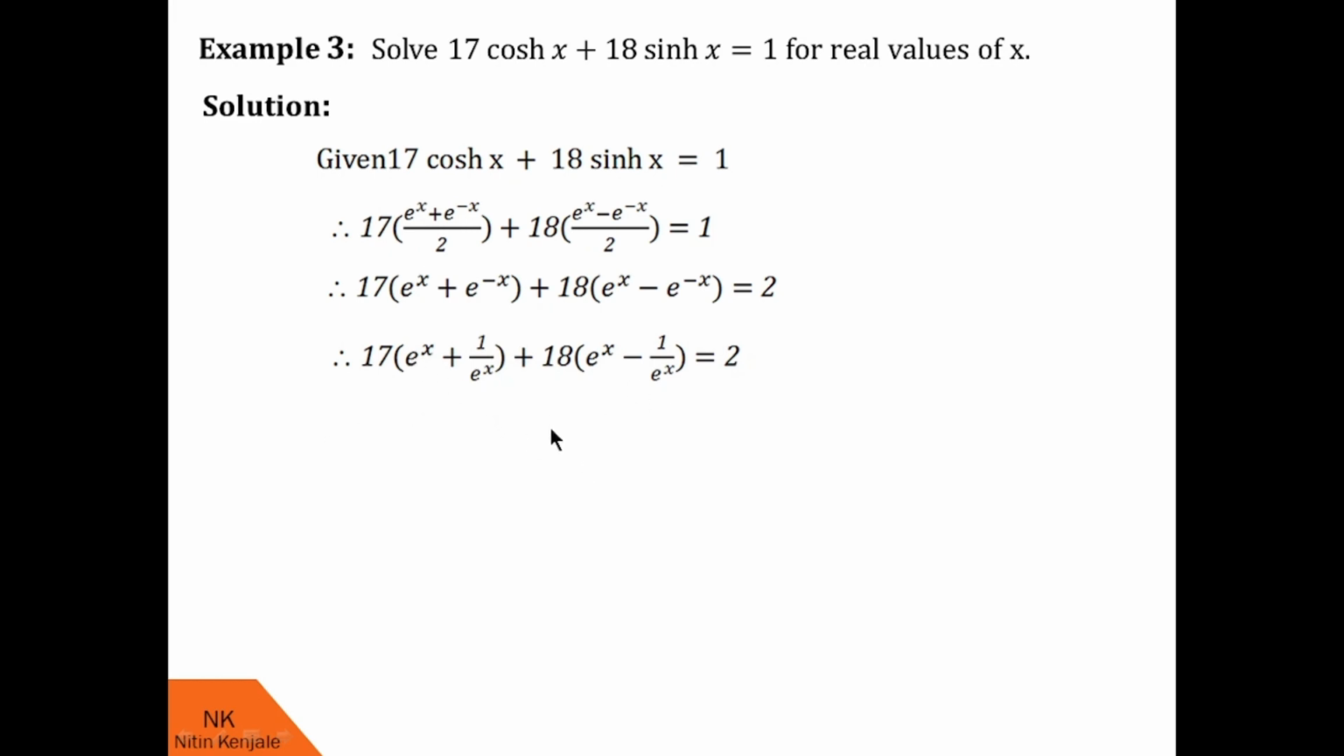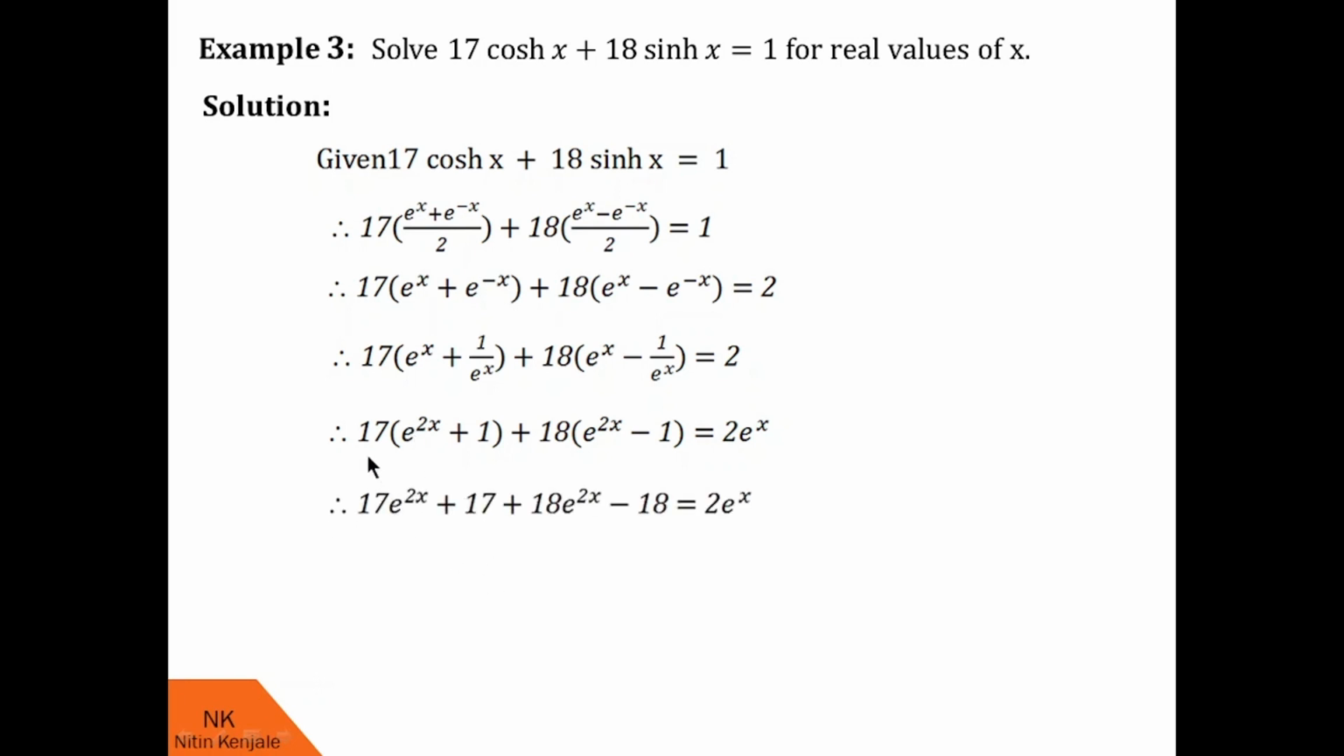Further cross multiplication will give us 17 times (e raised to 2x plus 1) upon e raised to x plus 18 times (e raised to 2x minus 1) upon e raised to x. That e raised to x we will take to the other side. So we have 2 e raised to x on RHS. Now let's open these brackets. Now we have 17 e raised to 2x plus 17 plus 18 e raised to 2x minus 18 is equal to 2 e raised to x.